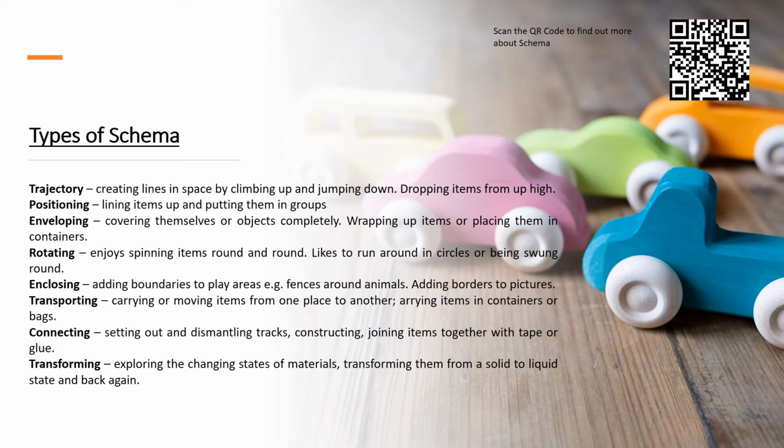Here are some of the different types of schema that you may have recognised in your own children. There is trajectory, positioning, enveloping, rotating, enclosing, transporting, connecting and transforming. On the next slides, I'm going to give you some ideas of how you can support these schemas in your children at home.